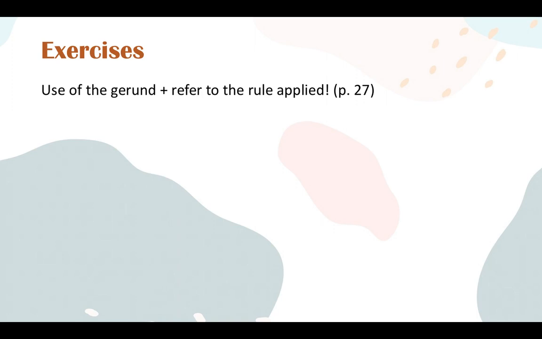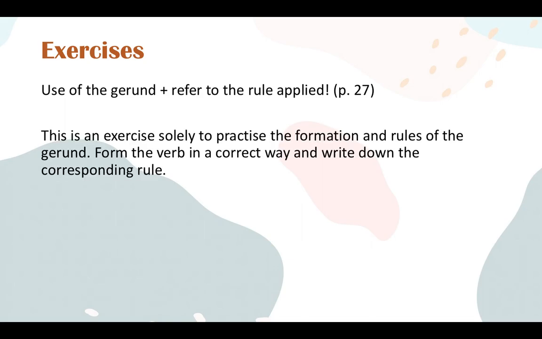Now, on page 27 of your syllabus, you will find an exercise on the formation of the gerund. So what you need to do is put the verb in the correct form, and for now that is only the gerund, so no infinitives yet. And you also need to write down the number of the corresponding rule that applies here.